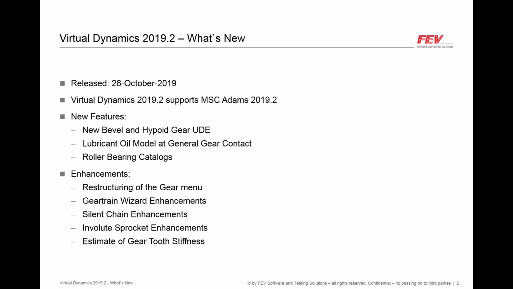The new features include a new bevel and hypoid gear UDE. As you should know, UDE is our terminology and ADAMS terminology that stands for user-defined elements. The other feature is lubricant oil model at general contact gear, and we introduced roller bearing catalogs. The major enhancements include, and are not limited to, restructuring of the gear menu, gear train wizard enhancements, silent chain and involute sprocket enhancements, as well as estimate of the gear tooth stiffness.